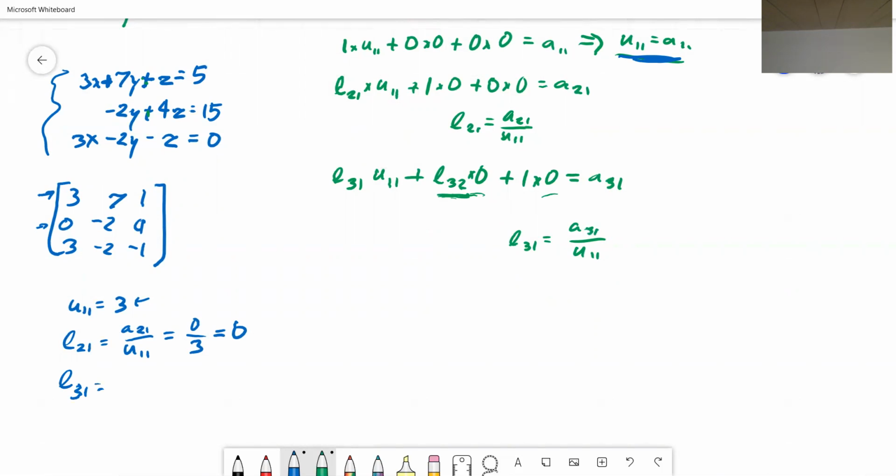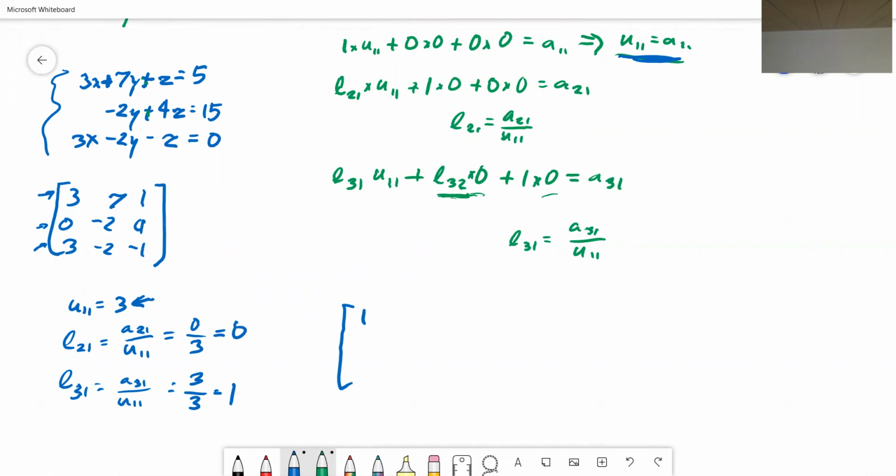L31 equals A31 over U11. So this is this guy, A31, 3 over, sorry about that, over U11, again this guy, so 3. So that's 1. And we now have our first column for both L and U.